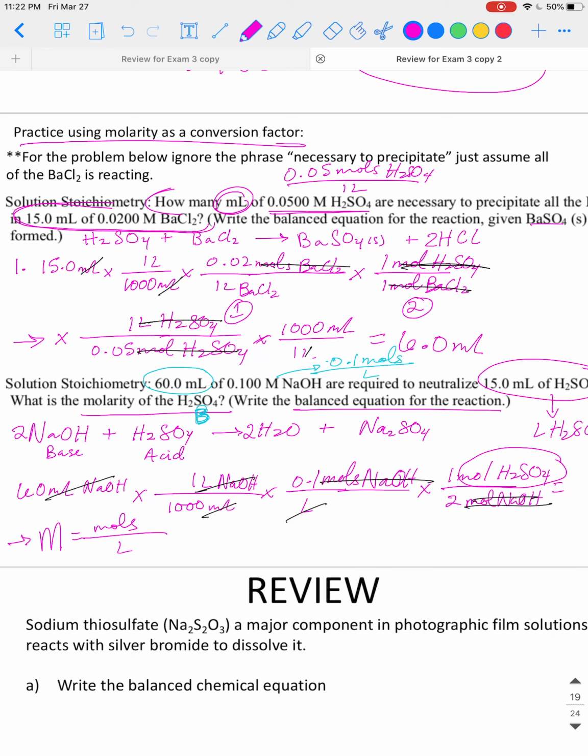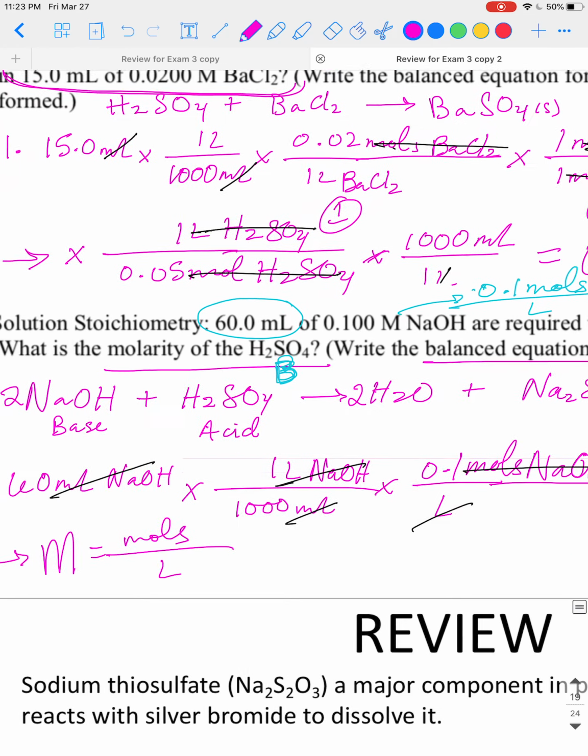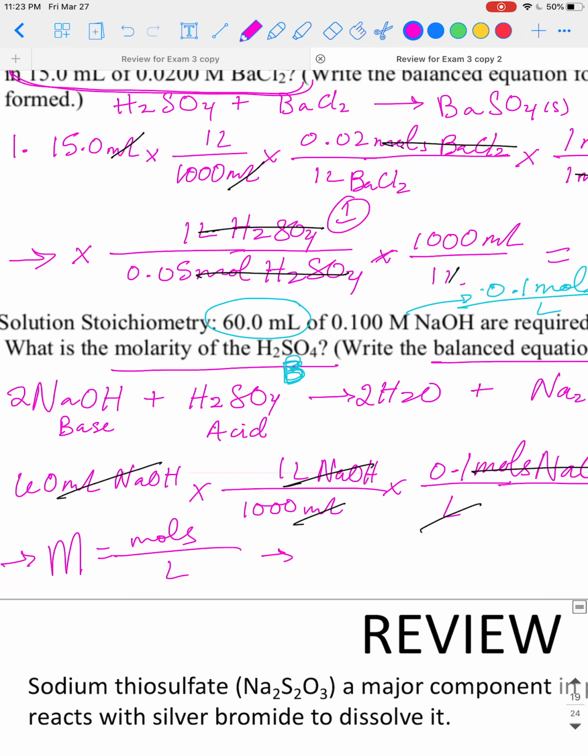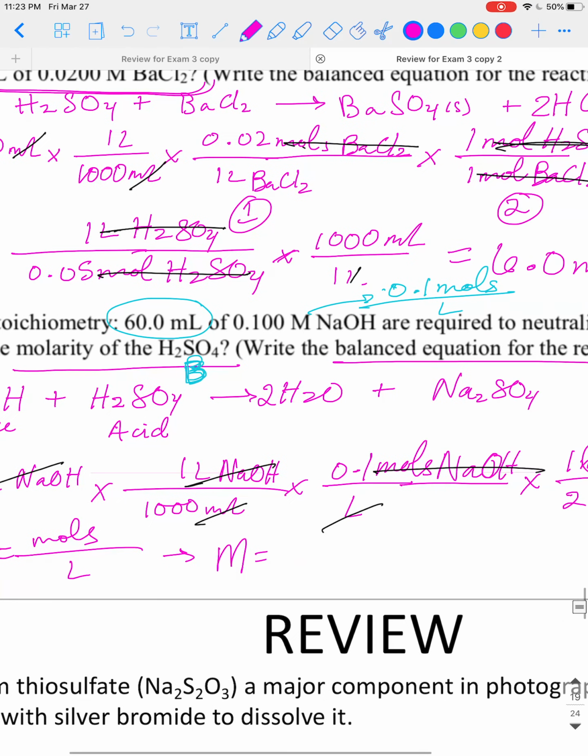This big long conversion problem we've been doing, I'm going to solve for the answer. So 60 milliliters divided by 1,000 times 0.1 divided by 2, you should get 0.003 moles of H2SO4. Okay, so I'm going to zoom in so I write a little smaller. So we're going to do the next step. We're actually going to solve for molarity here.